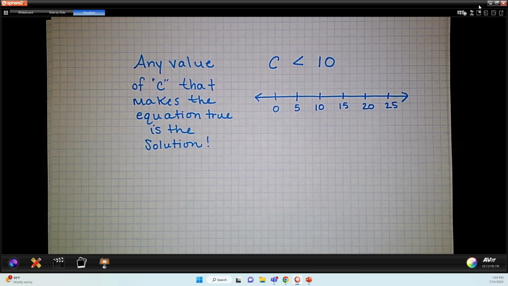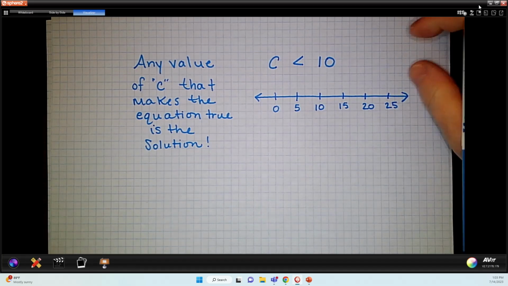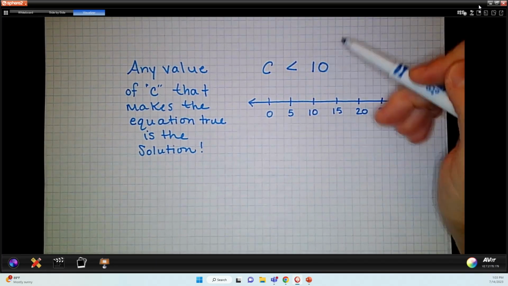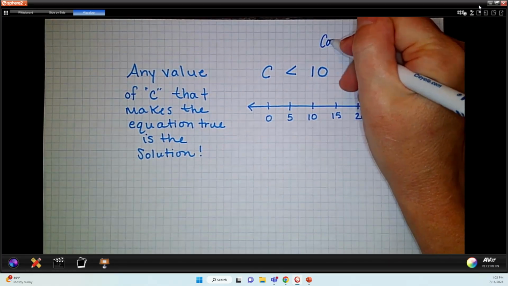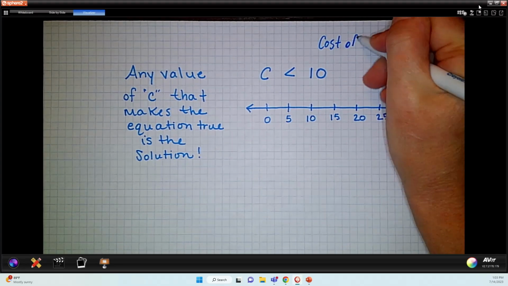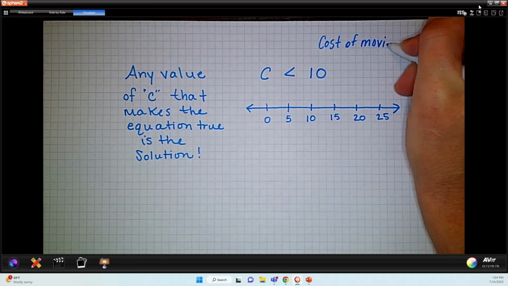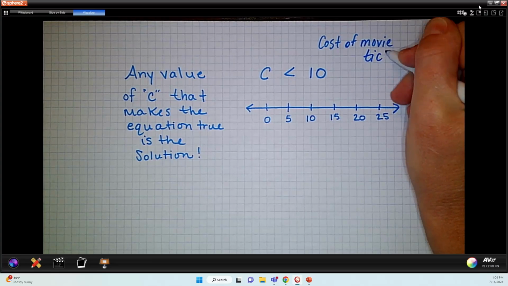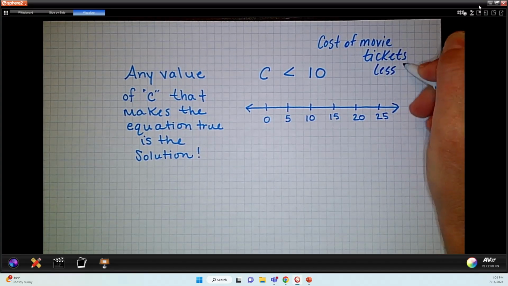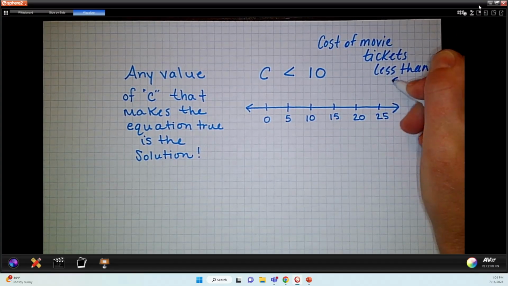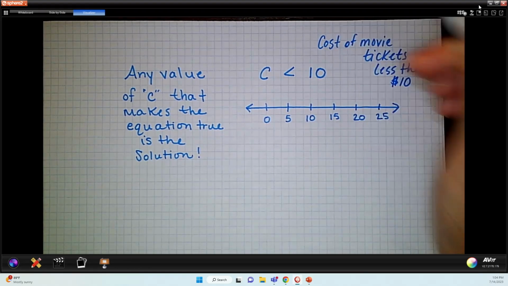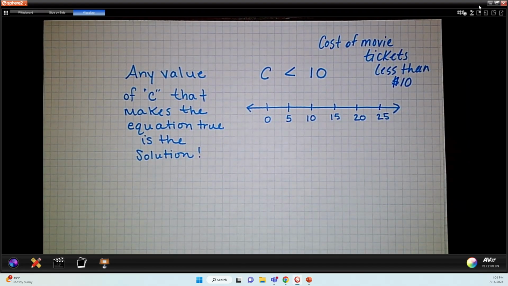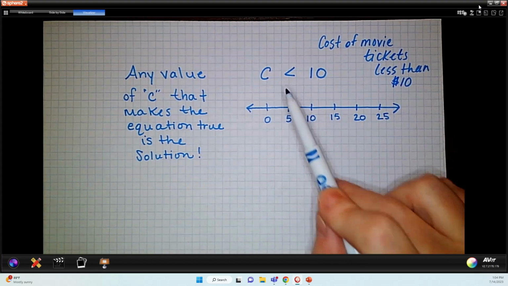So this is the example that was used in the curriculum, in the lesson: the cost of movie tickets would be less than $10. So we would represent this as C for cost. The C would represent the cost of the movies, and the total cost is going to be less than $10.